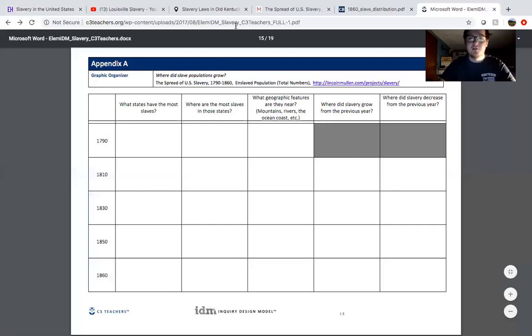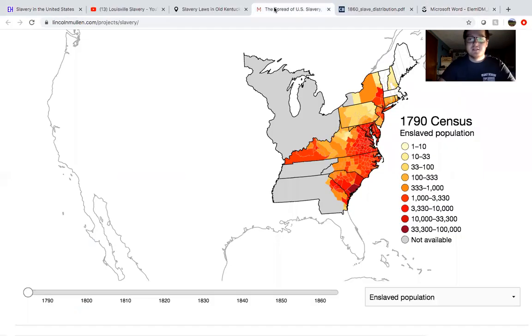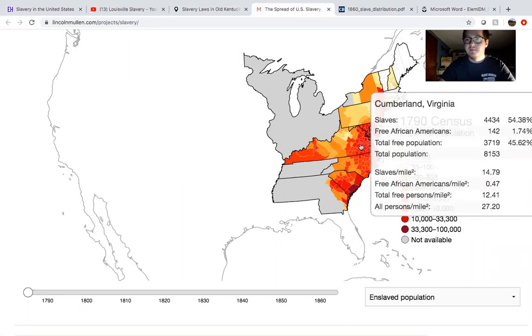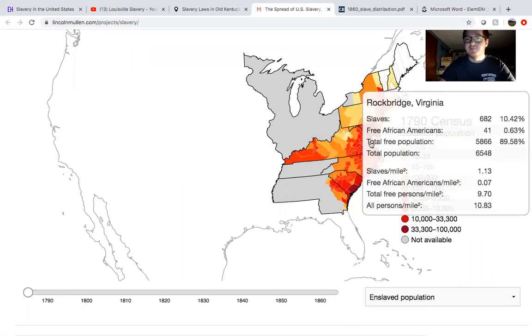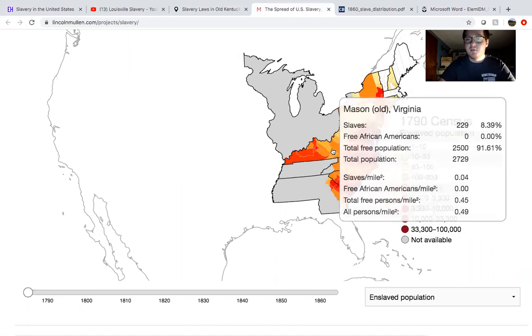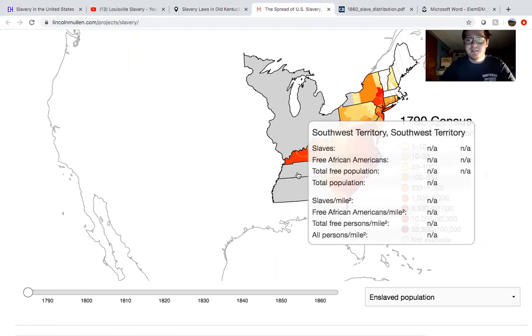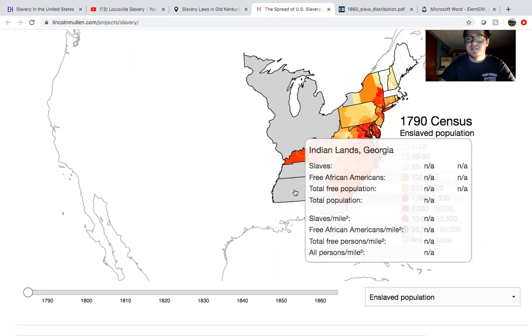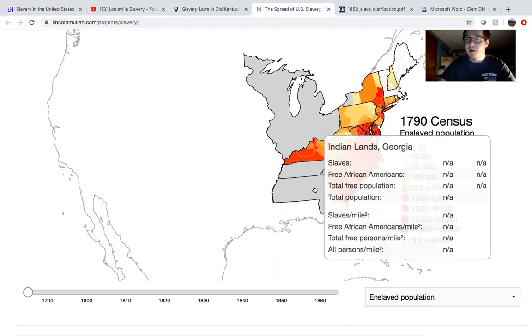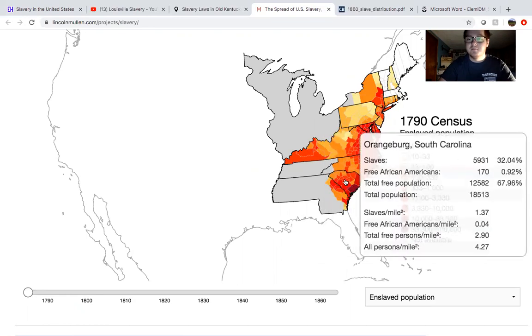What states have the most slaves? Remember, you can use any source you want. Let's go to this one. 1790 census. Which states had the most slaves? Well, let's go to the most red. We see Virginia. So Virginia would be a big one that has the most slaves. Somewhere like the Southwest Territory, we don't have to include that yet in 1790 because Tennessee just did not exist yet. Georgia did, not that many, so we won't put that in there.